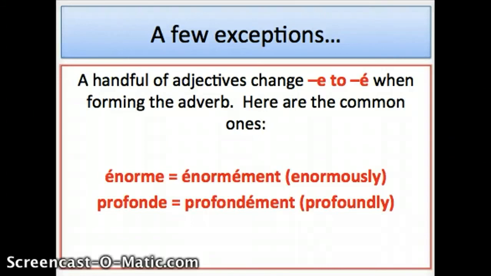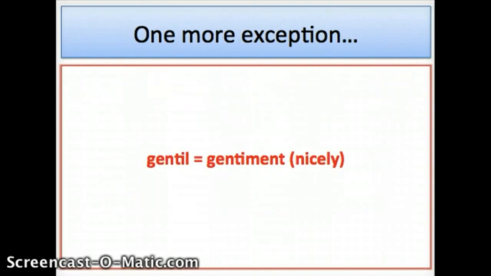So énorme, which means enormous, becomes énormément. Notice how the final E on énorme changes to an E with an accent aigu in the adverbial form. It does change the way that it's pronounced. Énormément means enormously. And profonde becomes profondément, profoundly.